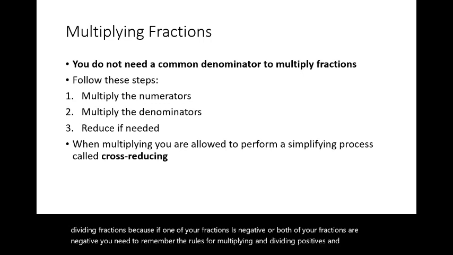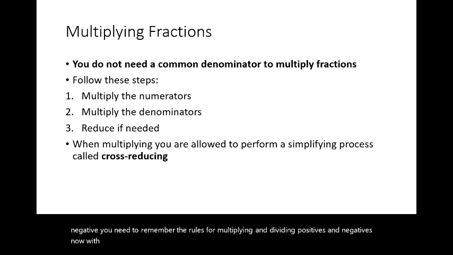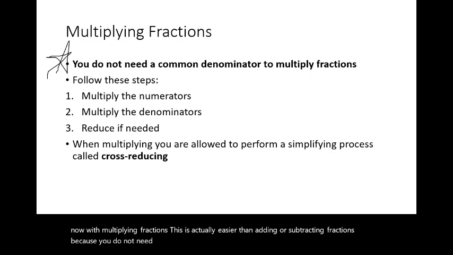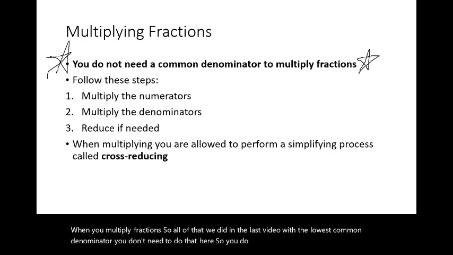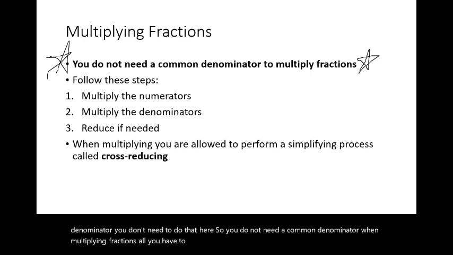Now, with multiplying fractions, this is actually easier than adding or subtracting fractions because you do not need a common denominator when you multiply fractions. So all of that we did in the last video with the lowest common denominator, you don't need to do that here. All you have to do is multiply the two numerators and multiply the two denominators. The hard part is the reducing.